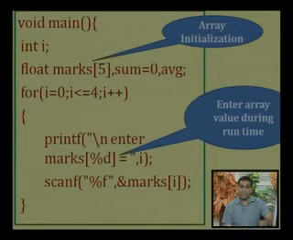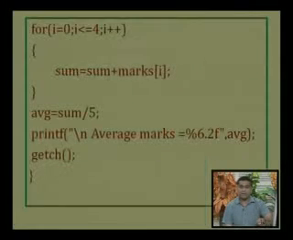Again it will increment by 1, that will be 2. Now is 2 less than or equal to 4? Yes, again you need to enter marks for 2. Now it will increment again by 1, that will be 3. Whether 3 is less than or equal to 4? Yes, you need to enter the mark for 3. Then again increment, now 4. Is 4 less than or equal to 4? Yes, again you need to enter the mark for 4. And now it becomes 5. So 5 is not less than or equal to 4, so the loop will break and go to the next step.